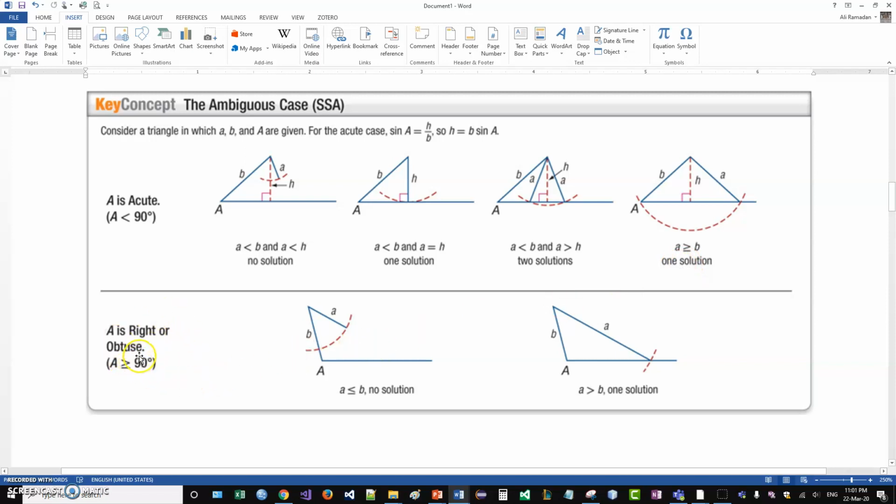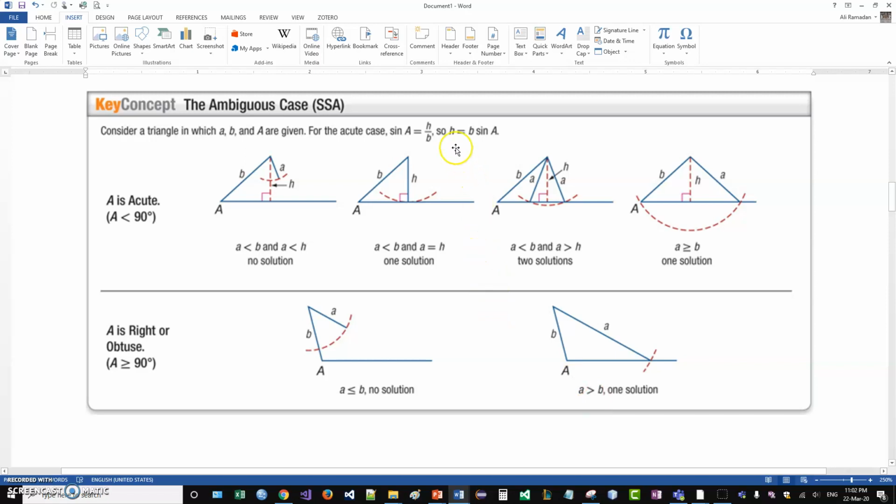The other part of this table is when A is either right angle or obtuse, means more than 90. In this case, we only have to check whether A is less than or equal to B or A greater than B. So if A is less than or equal to B, we don't have a solution because this is not a triangle. And if A is greater than B, we have one solution.